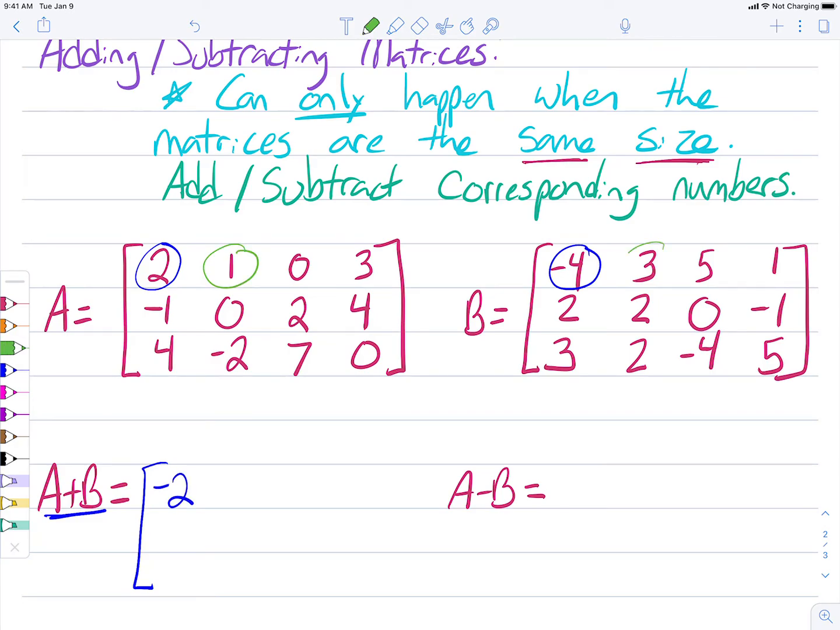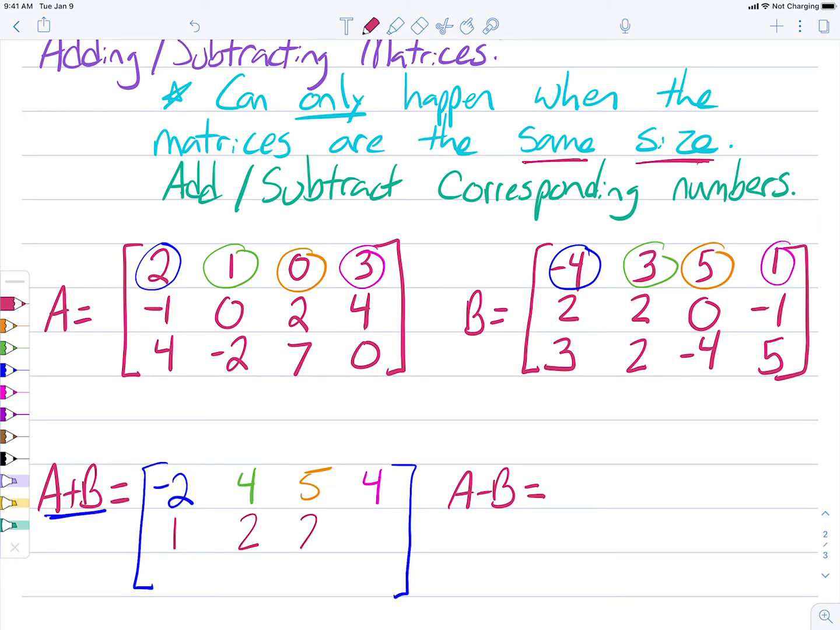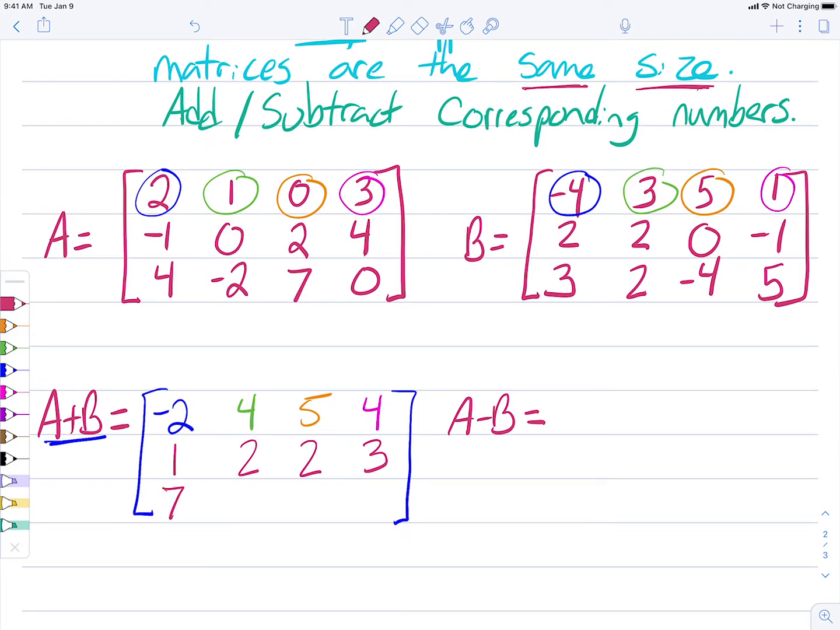So 1 and 3 added together makes a 4. 0 and 5 added together makes a 5. And 3 and 1 together makes a 4. So I've just completed my first row, adding them together. So I'm just going to keep going, make sure that you also know how to add it. Hopefully you can figure out where I'm getting these numbers. If you're not sure, ask. And that should be what you get when you complete your A plus B matrix.